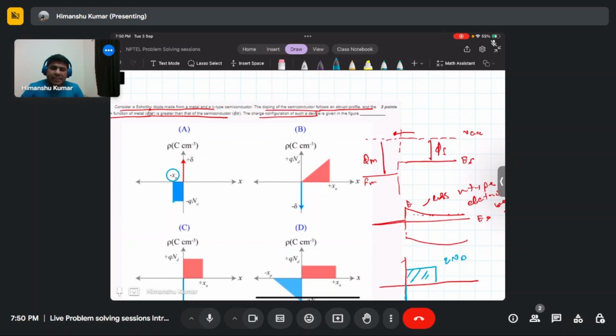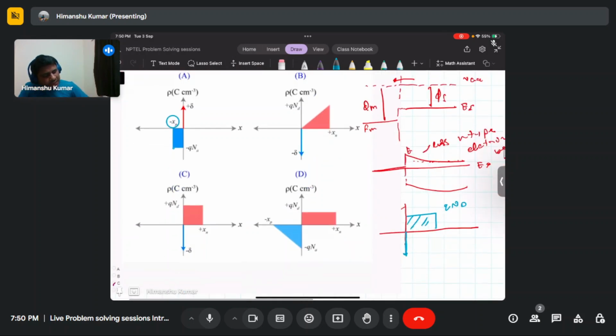So in the metal case, because there are infinite numbers of electrons, no depletion will take place, only the interface charge will occur. And the charge density in this option is wrong. And this charge density shows a linear increase, that is wrong, because in the case of uniform doping the charge density will be constant, so this is also wrong.